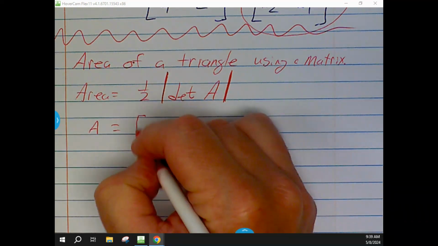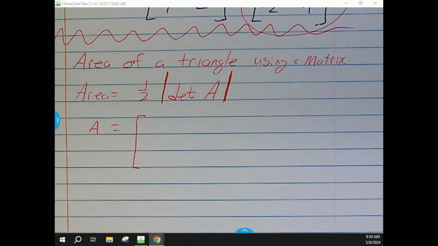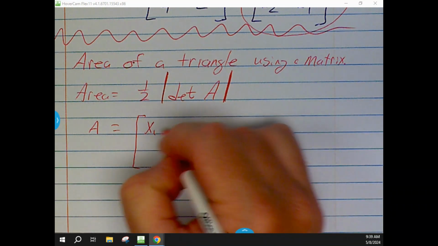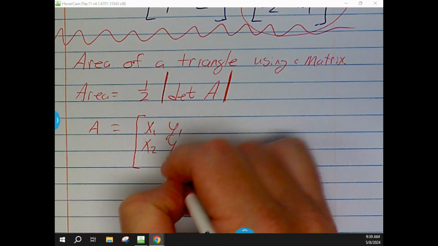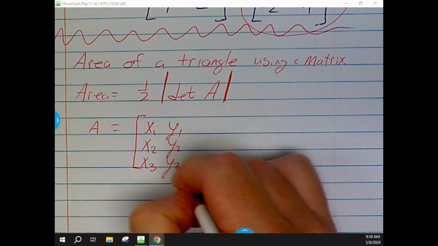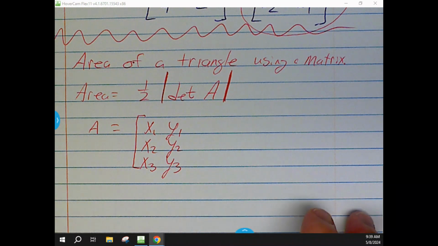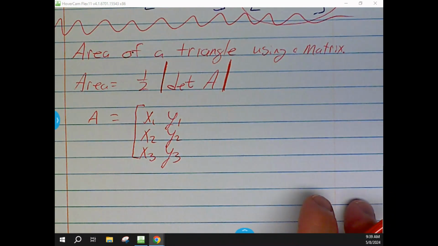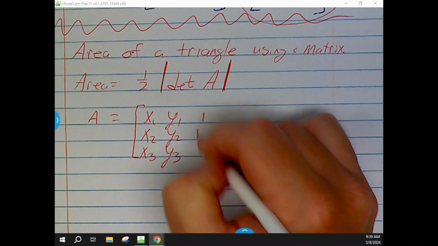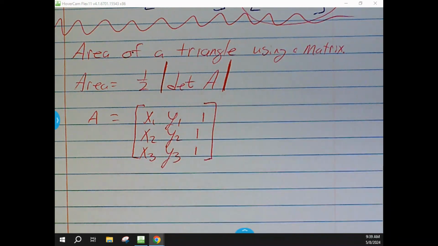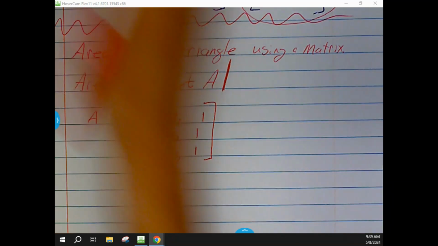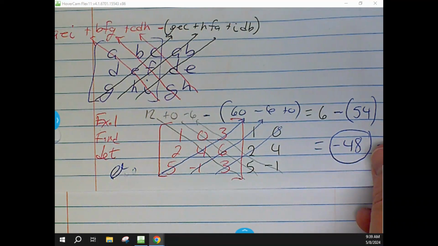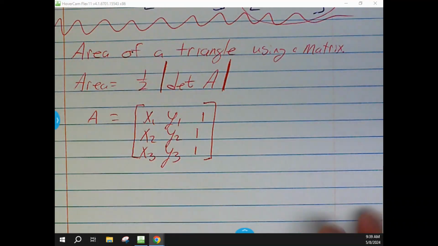Okay, so if it's a triangle, how many ordered pairs are we going to have? 3. You're going to have x1 and y1, x2 and y2, x3 and y3. So there's your 3 ordered pairs. And to make it fit so that it's an actual square matrix, you just put a 1 over here as a placeholder. Which means we get to do all those cross products going like that.